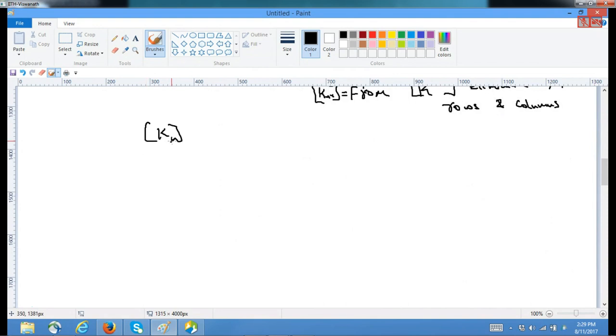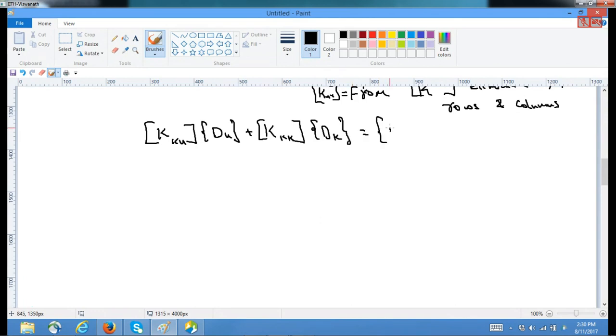Equation 2, which is Kku into du plus Kkk into dk is equal to fk. What are these fk's? Fk's are reaction forces. We don't know the reaction forces. We need to compute them. To compute them, we already know our dk's are all zeros, so this term is neglected.